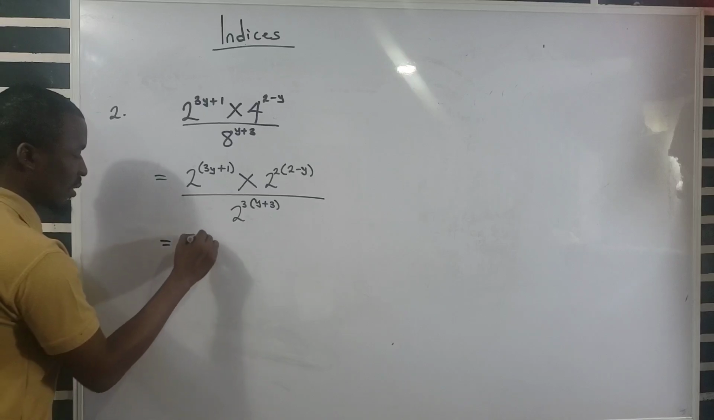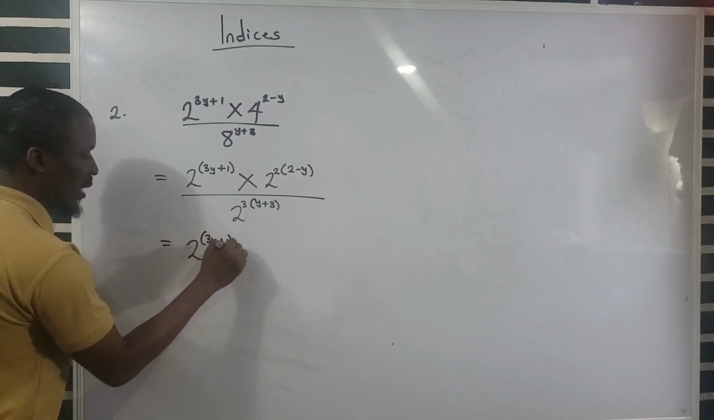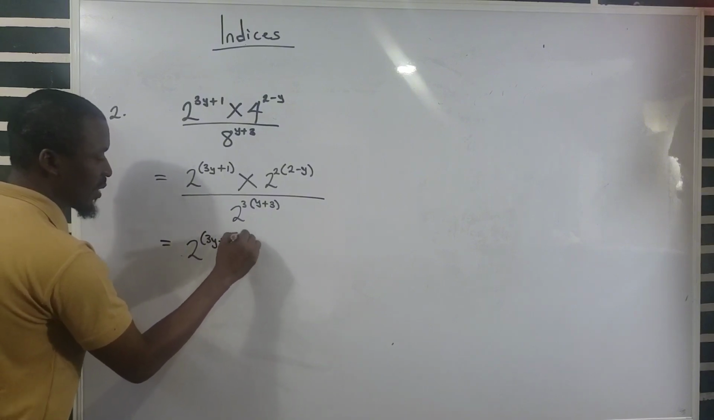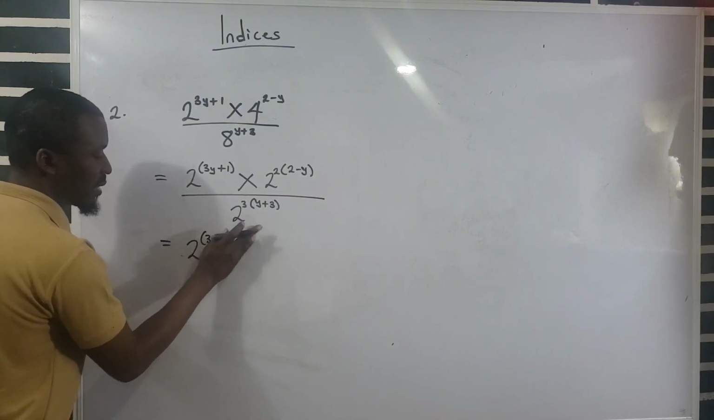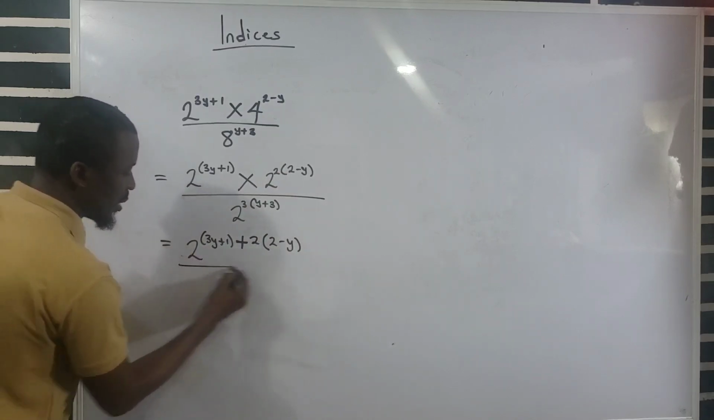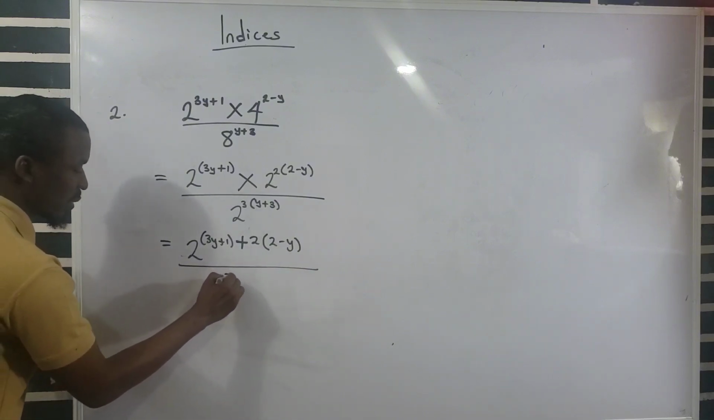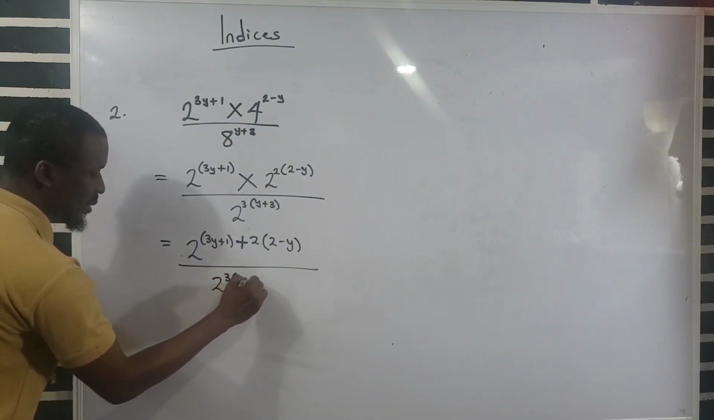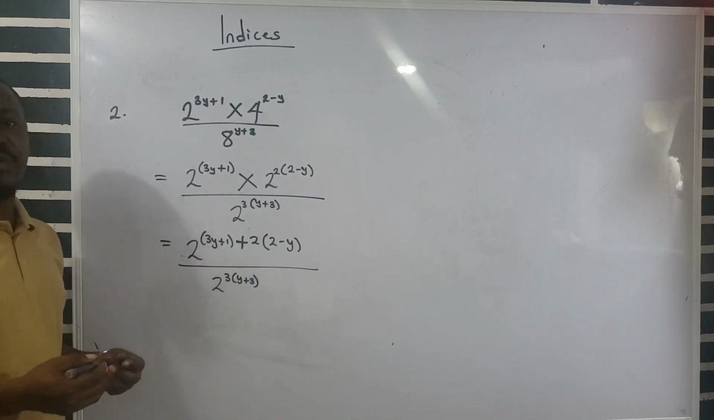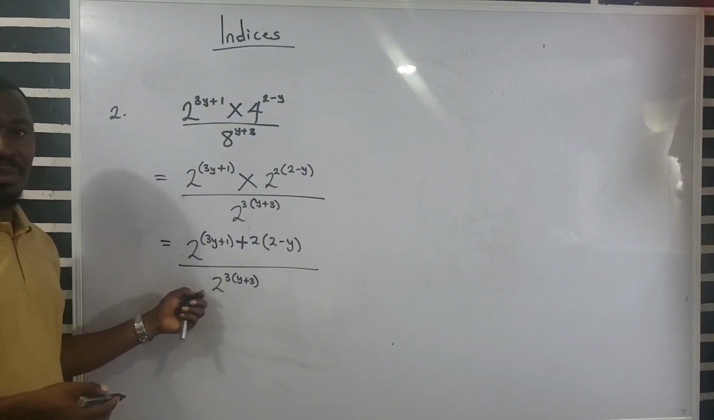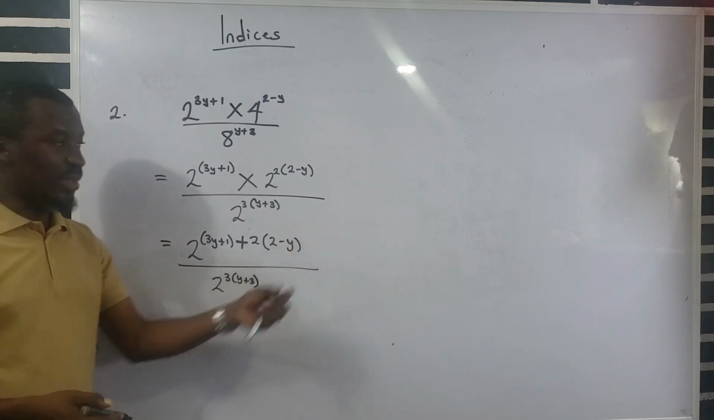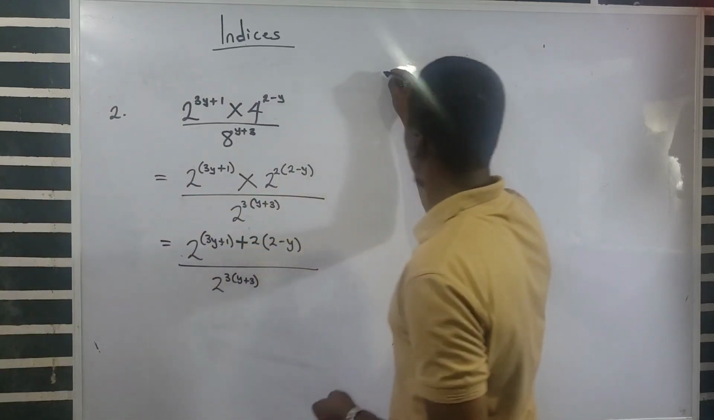So that will give us 2 into 3y plus 1. Multiplication of the same base will give you plus 2. The 2 outside there, into 2 minus y, okay, all over 2 into 3y plus 3. You can actually do the division at the same time, but in order to be more careful, that's why I'm doing it this way. Okay, you can actually bring your division index, bring it here as minus. Okay, so let's go up here and finish that up.